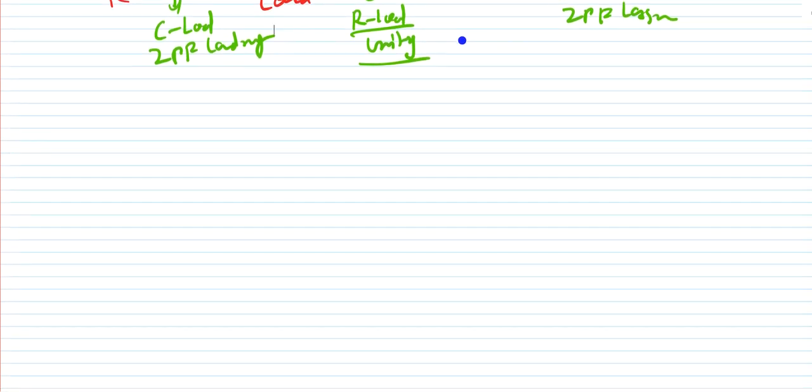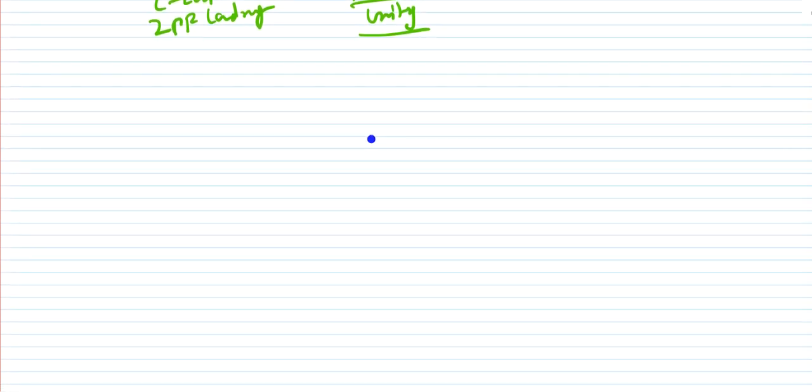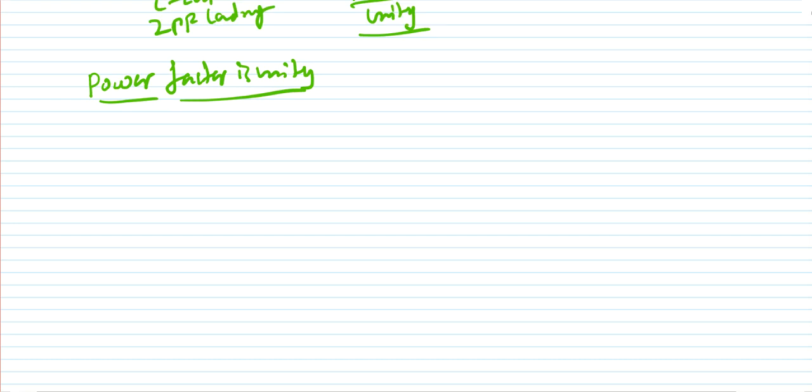Now we'll see another concept in the same way here. Suppose my power factor is unity, then what is my wattmeter going to read? That is the other analysis I want to see here. My power factor is unity means what? My phi is equal to 0. My power factor is unity means phi is equal to 0. Then what is my W1 going to read?